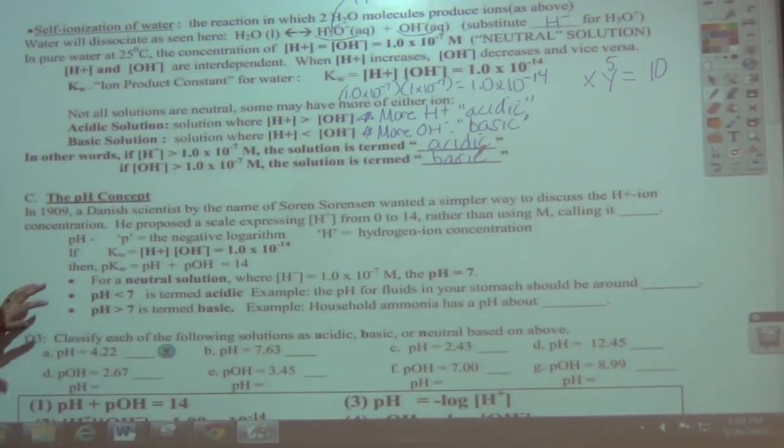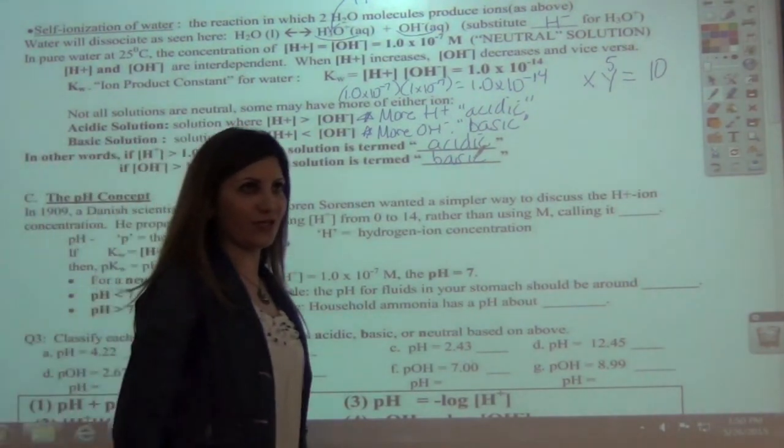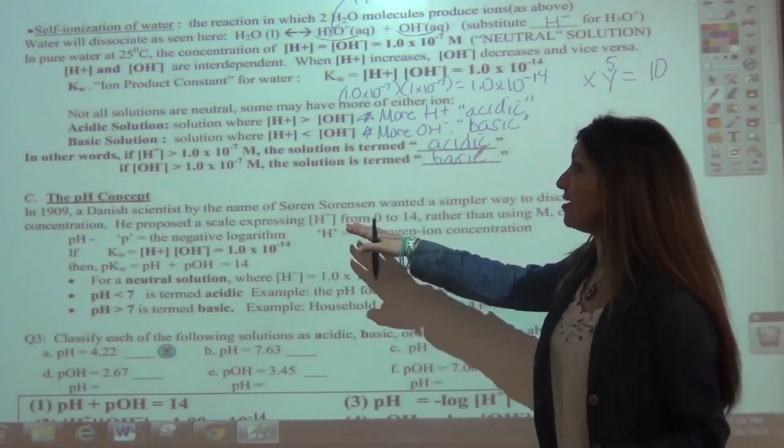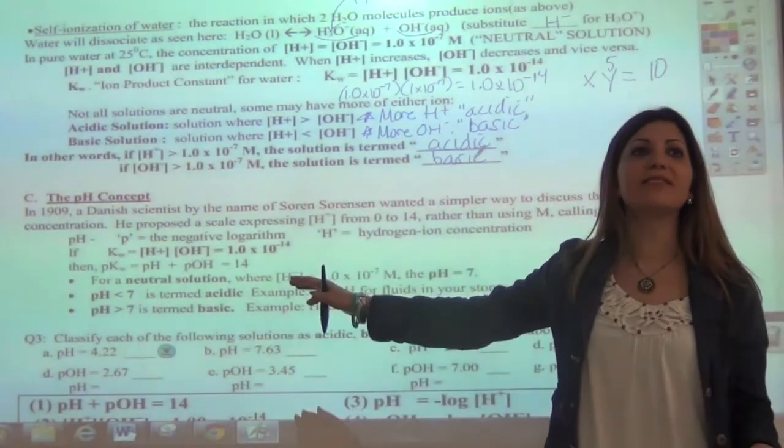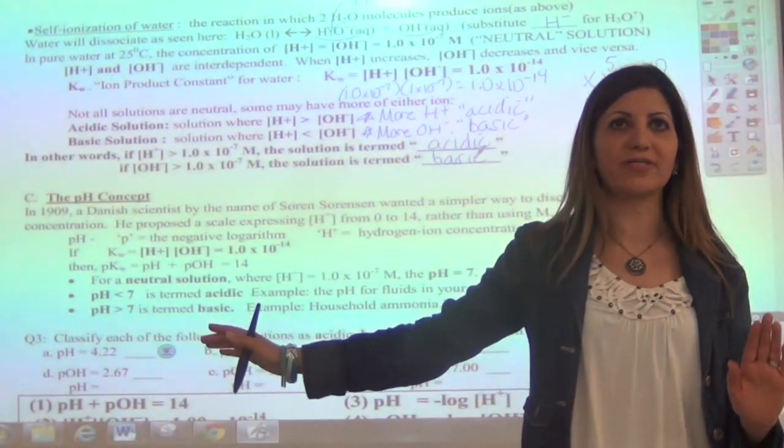Okay? pH concept. So where did they come up with this pH thing? So what happens is this guy, he was a Danish scientist in 1909. His name for real was Søren Sørensen. I'm not joking.